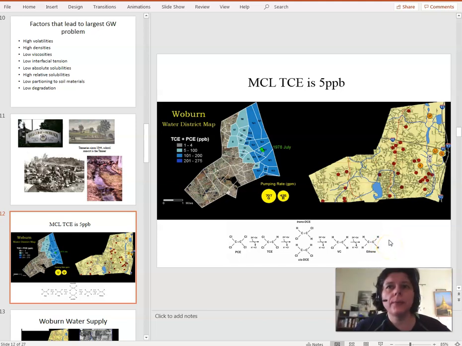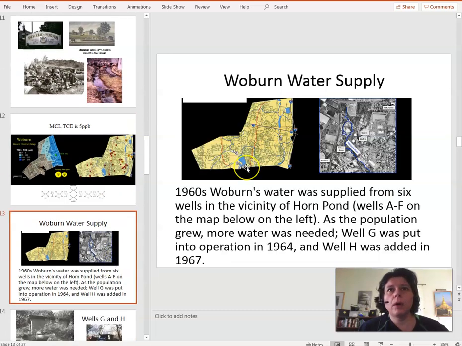Okay, so this is what's happening in Woburn, Massachusetts. The Woburn water supply: in the 1860s, Woburn water was supplied from 6 different wells in the vicinity of Horn Pond. So this is Horn Pond over here. As the population grew, more water was needed, and so they put in wells G and H, well G operated in 1964, and well H was added in 1967.